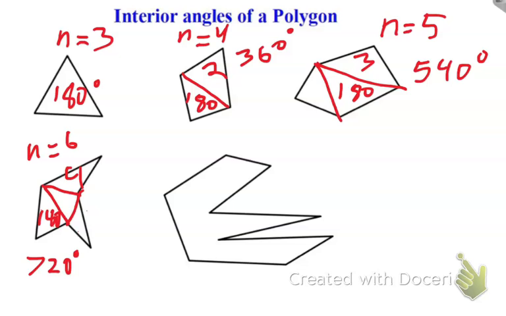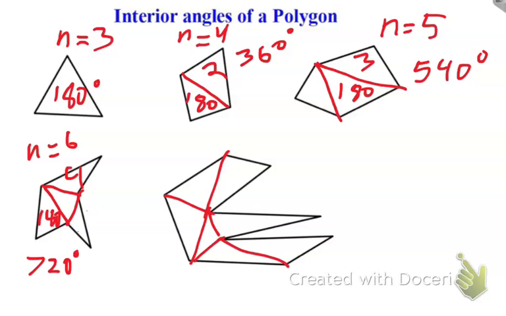All right, so let's take a look at this last one here. Very irregular. All right. So let's see, can we make triangles out of that? We got a triangle there, we got a triangle there, triangle there, triangle, triangle, and two more triangles.